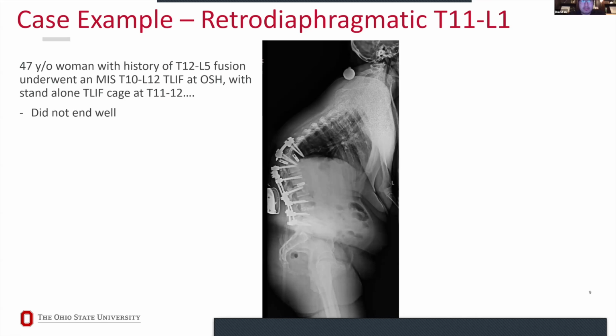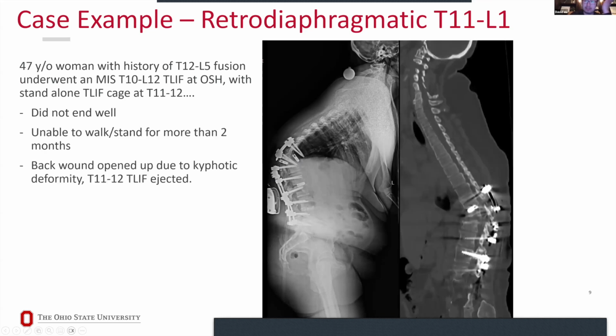Memorable for many reasons. So she's 47 years old, had a previous T12 to L5 fusion, developed a horrible adjacent segment collapse. Another provider tried to do a MIS TLIF, but didn't really connect the rods. So there's a standalone TLIF and then another TLIF above that. Needless to say, this did not end up very well at all. Couldn't stand, couldn't walk. Here you can see the CT scan, just looks terrible. The back wound was opened up. She somehow had a pain pump placed, even though there was this horrible deformity, the world that we live in.